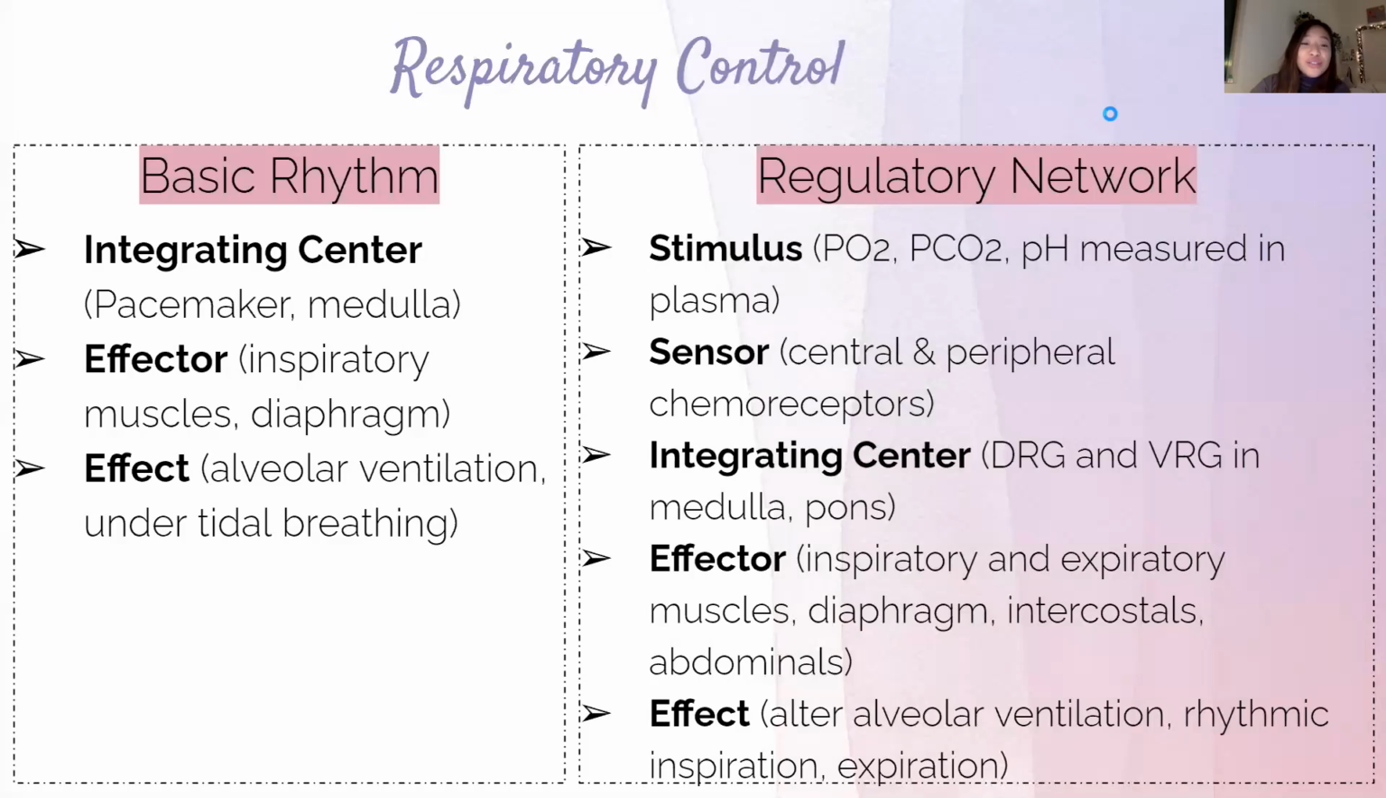All right, let's go into respiratory control. I've included the basic rhythm, which includes the integrating center, the effector, and effect. And on the right is the regulatory network. This is just a more detailed pathway of what's going on. So if you're having confusion over this, just get the basic first and then get into the nitty-gritty details on the right.